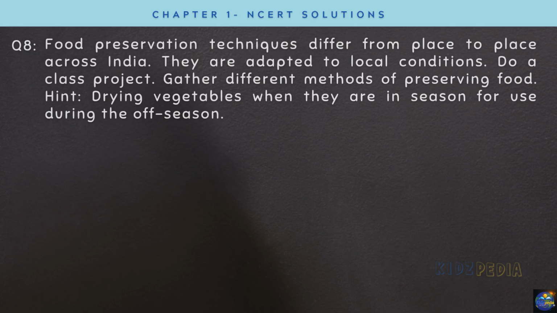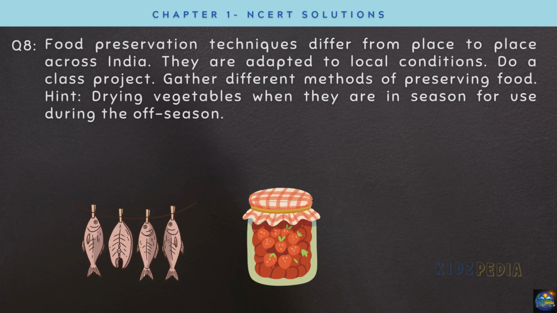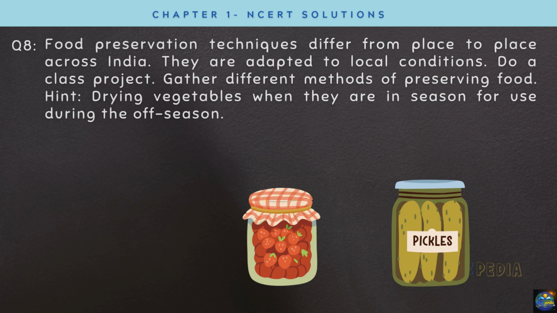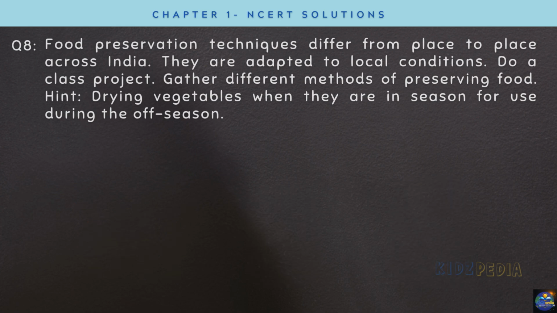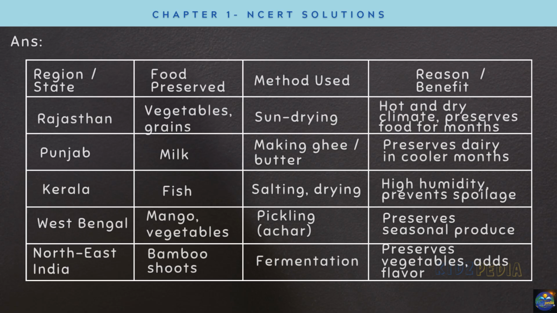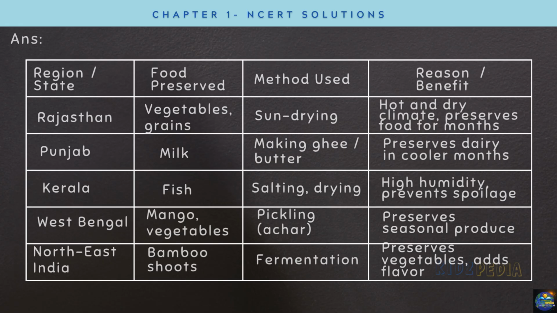Different places use different methods depending on their climate and conditions. For example, in some places, vegetables are dried in the sun when they are available so they can be used in the off-season. So collect examples of different food preservation methods and mention where they are used, like state or region, and explain why they are used there, like climate, weather, etc. You can create a table showing different methods like drying, pickling, salting and sugar preservation like jams.